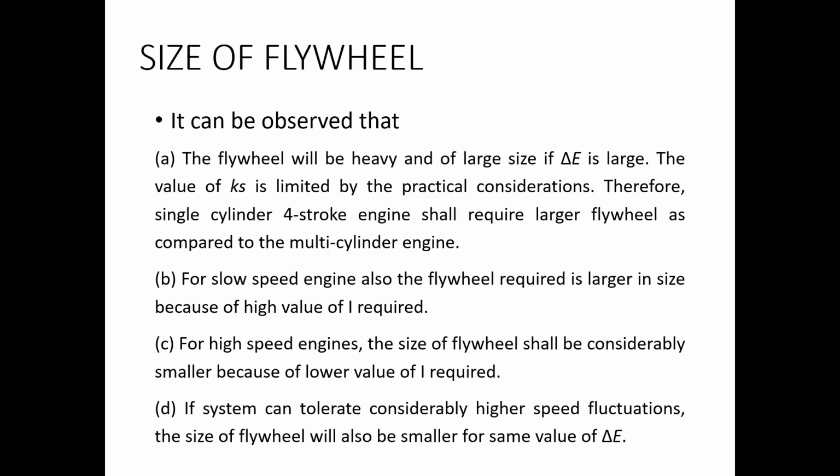then for the same value, the fluctuation of energy will be the same in both cases because the difference between maximum and minimum energies will be the same, but the second system has the capability to tolerate higher speed fluctuation. So in that case, the size of flywheel required for the second system will be lesser. So these are the different factors which affect the size of a flywheel.